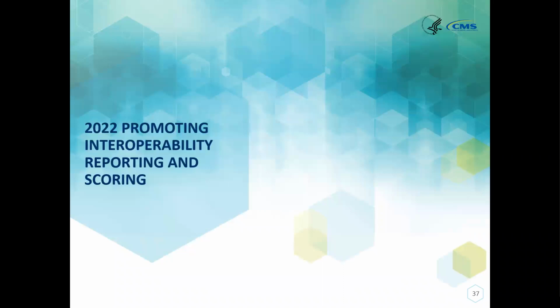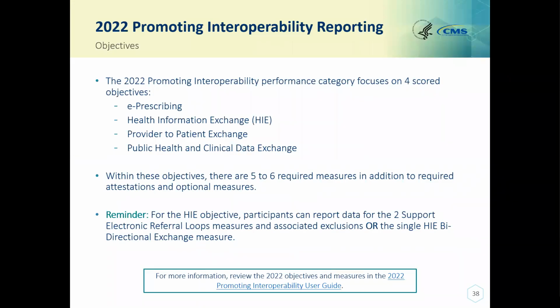Okay, now we're going to get into reporting and scoring. Next slide, please. Okay, so we have 4 scored measures: e-prescribing, health information exchange, provider to patient exchange, and public health and clinical data exchange. And there are required measures under each of these objectives.